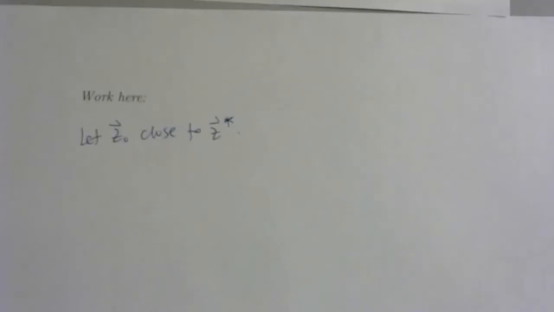Let's remember what the discrete time update should look like. If I start with just the first step, let's write out the first couple of steps. Let's choose some Z naught close to our equilibrium. That's what we did.